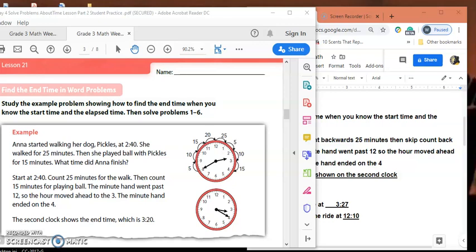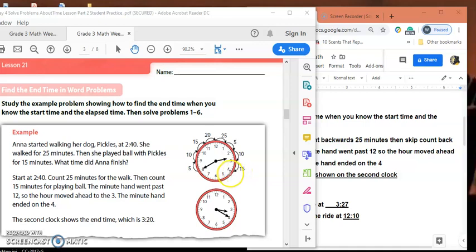Start at 2:40. Here's 2, the hour hand is between the 2 and the 3, so it's the 2 o'clock hour, and the minute hand is on the 8, which represents 2:40. If you come around the clock, 5, 10, 15, 20, 25, 30, 35, 40. Okay, now we're going to count 25 minutes for the walk, 5, 10, 15, 20, 25 minutes for the walk. And now we're going to count another 15 minutes for the playing ball. 5, 10, 15.